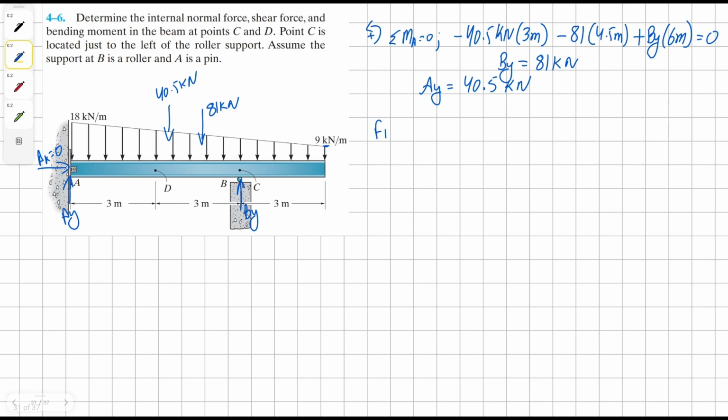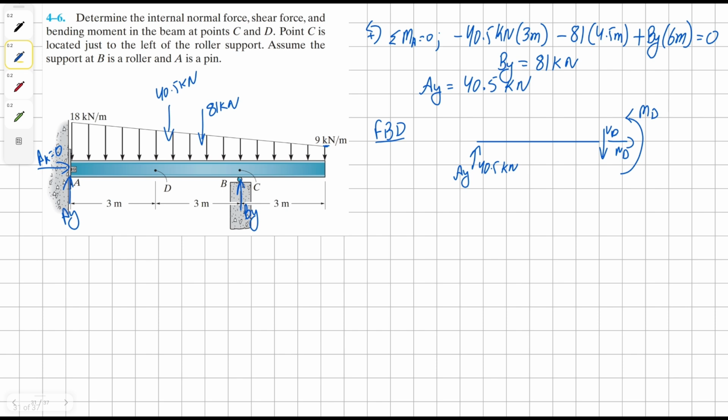Now we can draw the free body diagram up to the point D. So that's where we're going to cut our beam, going from the left hand side. So we're going to have our AY, which is 40.5 kilonewton. And then we have our 40.5. I mean, it won't be 40.5. We'll have to use proportionality to determine that value. We'll leave that for now. But then coming down to the cut, we're going to have our shear, our normal at D, and then our moment at D.